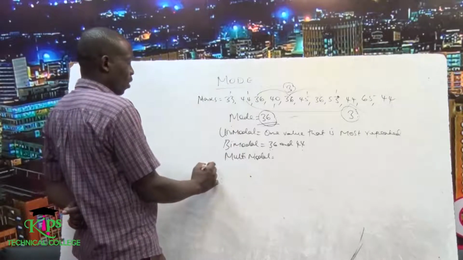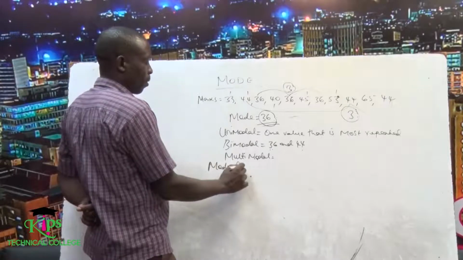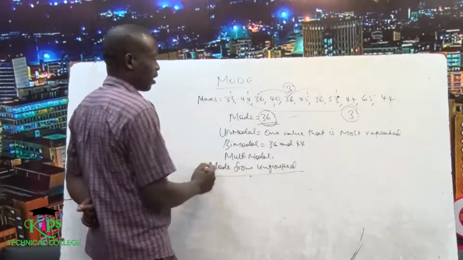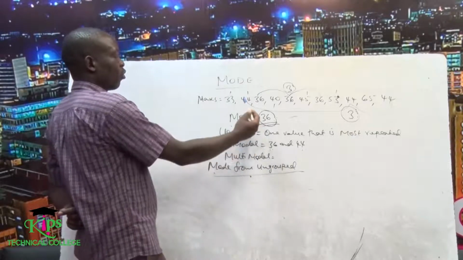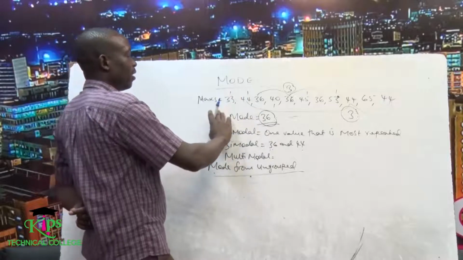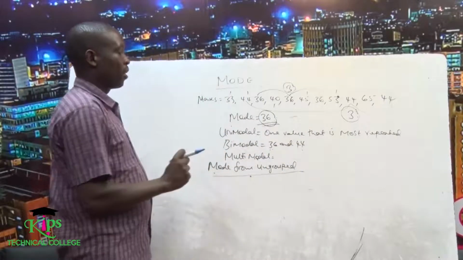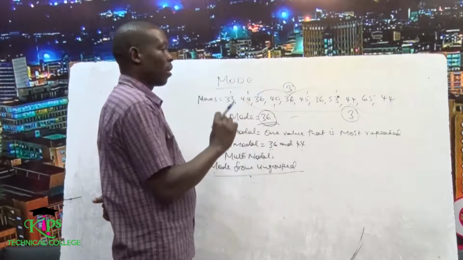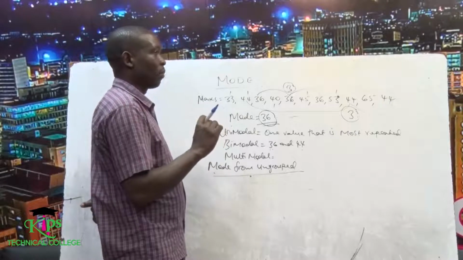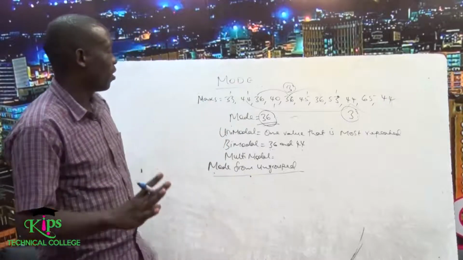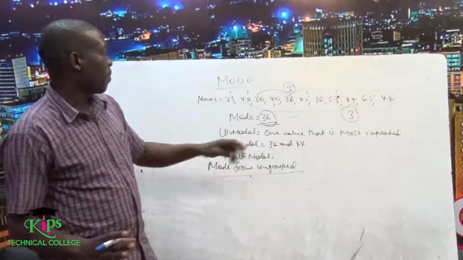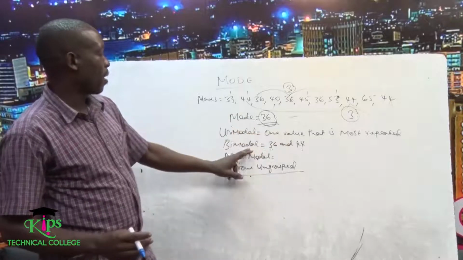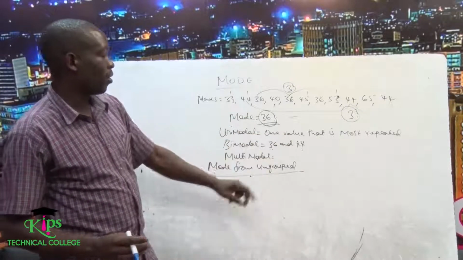Let us now go to mode from ungrouped data. It is the simplest, and that is what we have been doing here. The ungrouped data is the kind of data whereby the values are just separated by commas. So it is a matter of locating the value that is appearing the most number of times in that particular set, and then you are able to see the mode. And remember, you are going to have either a unimodal if it is only one mode, bimodal, or multimodal from this ungrouped data.